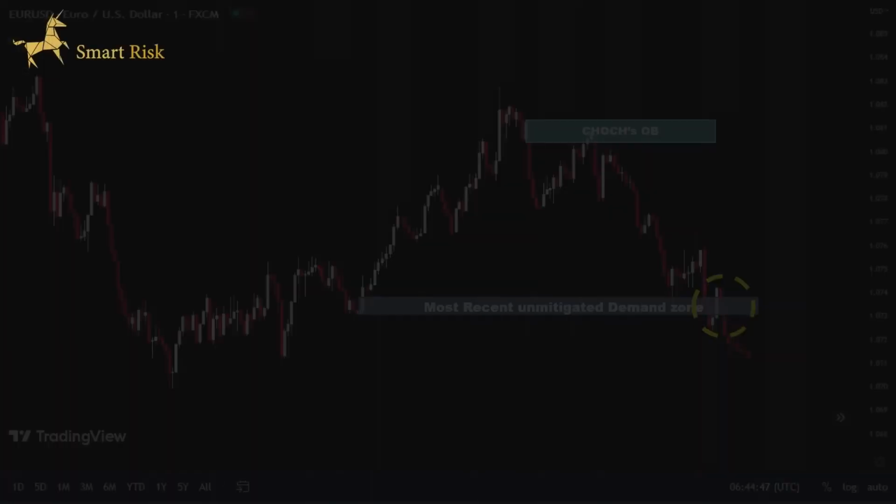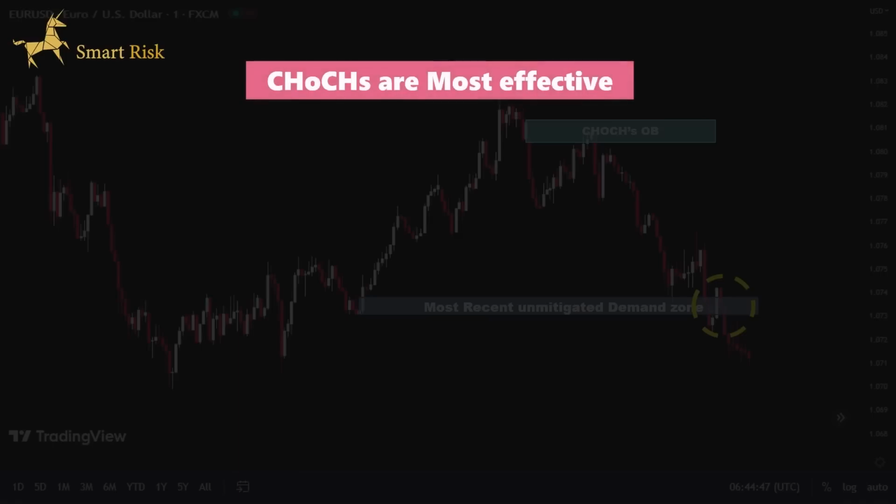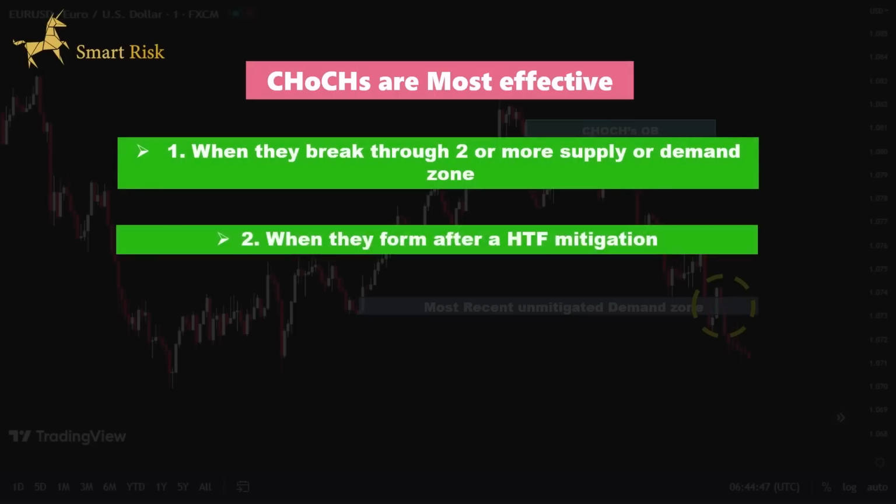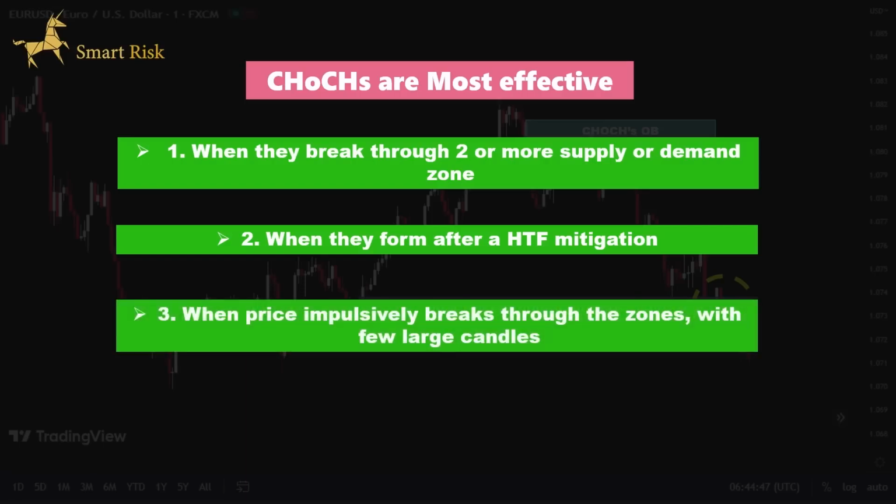There's a key point you always need to remember when trying to use the change of character in your trading. CHoCHs are the most effective when they break through 2 or more supply or demand zones, when they form after a higher time frame mitigation, and when price impulsively breaks through the zones with a few large candles.